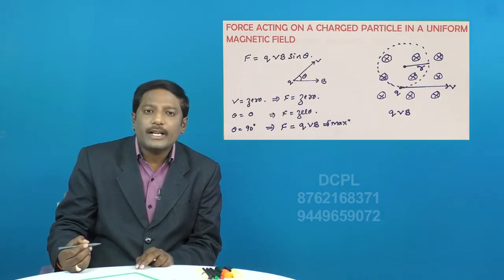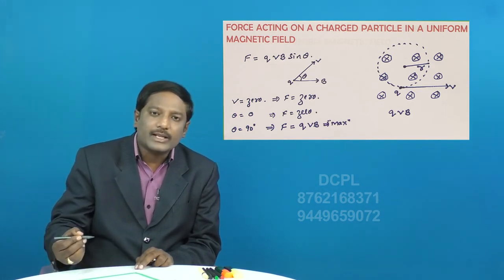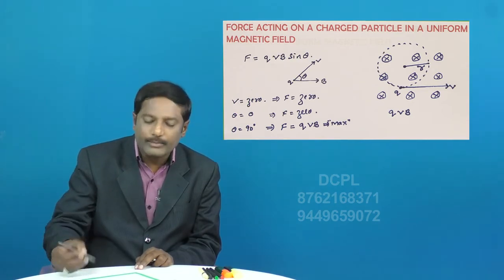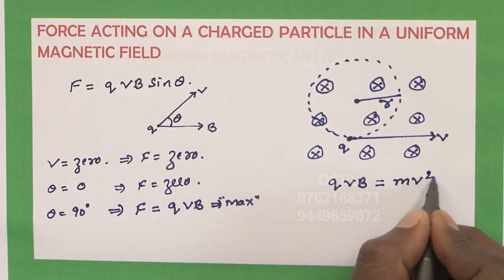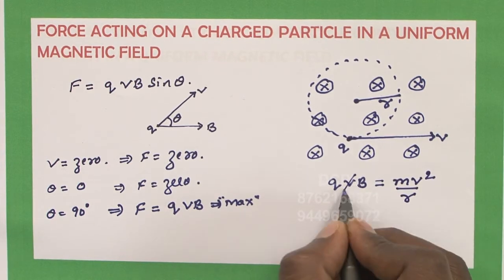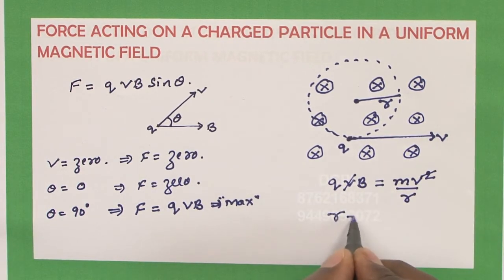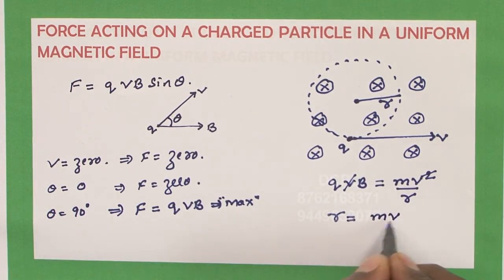When this charged particle moves in a circular path, it will experience a centripetal force. That centripetal force should balance with this magnetic force. So, I can equate QVB equals mv squared by r. On cancelling the V term, can you get the expression for r? That is, r equals mv divided by QB.